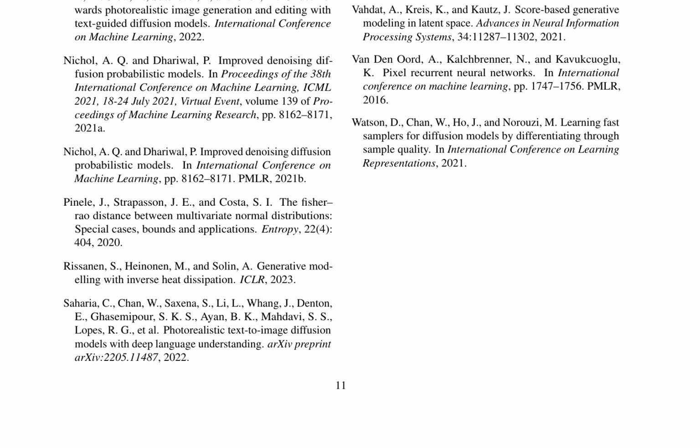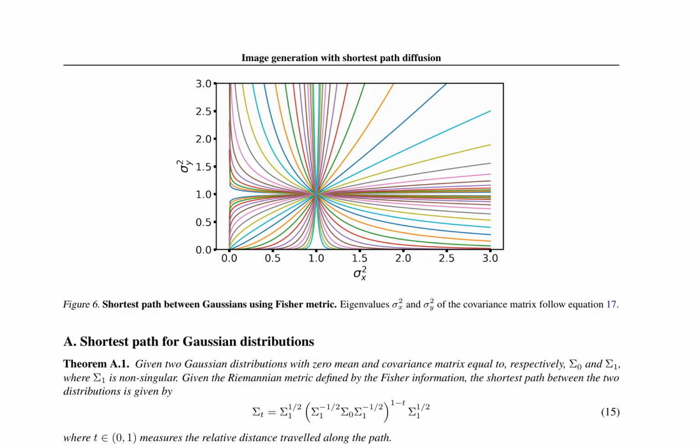The concept of image generation through shortest path diffusion, particularly focusing on Gaussian distributions, is a complex and technical topic. A theorem states that the shortest path between two Gaussian distributions with zero mean and covariance matrices sigma 0 and sigma 1, where sigma 1 is non-singular, can be described by the equation sigma t equals sigma 1^(1/2) (sigma 1^(-1/2) sigma 0 sigma 1^(-1/2))^t sigma 1^(1/2). This equation measures the relative distance traveled along the path, with t representing the proportion of the path traveled.